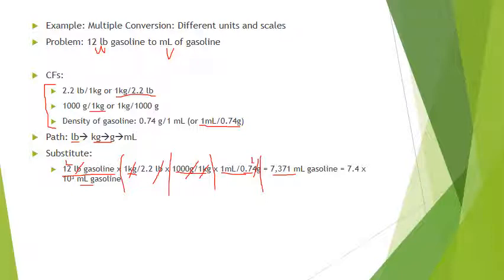This should be 1.00 here. Okay, sorry. So it's 1.00 milliliters over 0.74, so this has 2 sig figs. The smallest number of sig figs is 2, so my answer can only have 2. And so it's 7.4 times 10 to the 3rd milliliters of gasoline. What this says is that if you have 7.4 times 10 to the 3rd milliliters of gasoline, it would weigh 12 pounds.